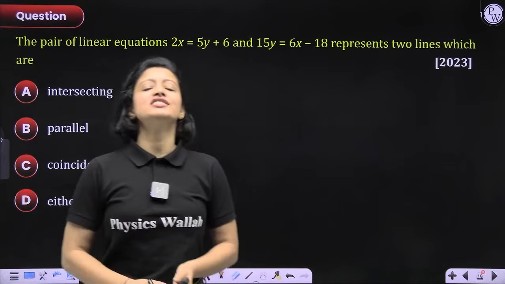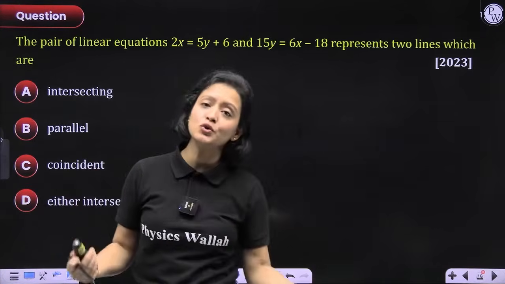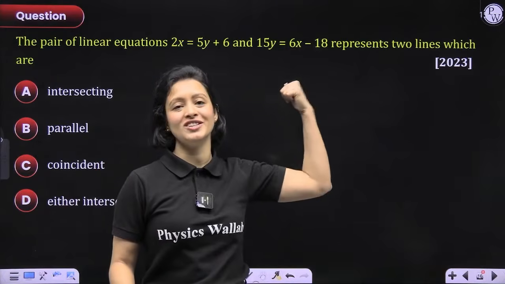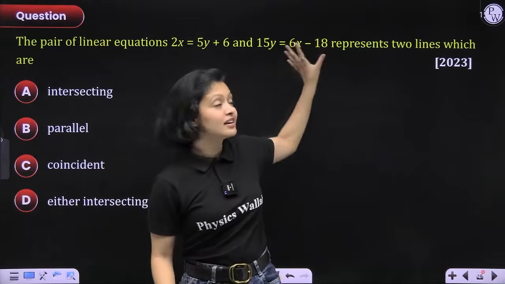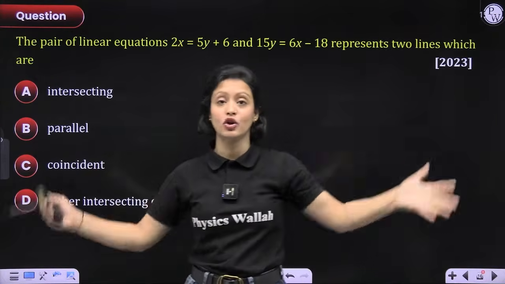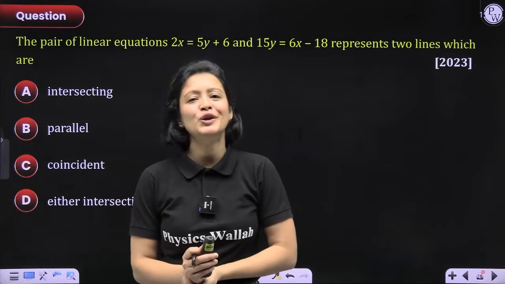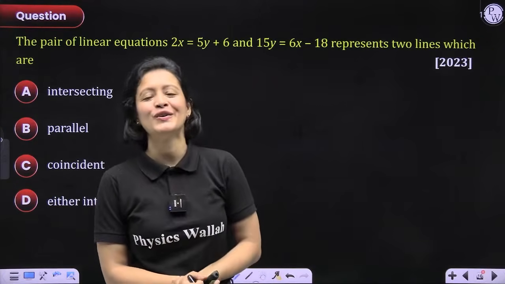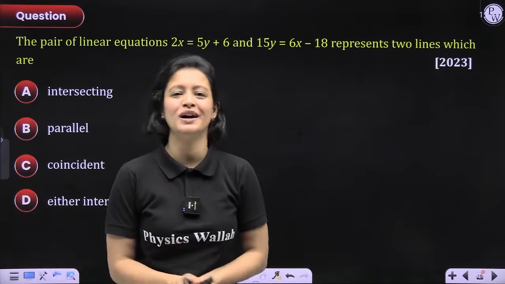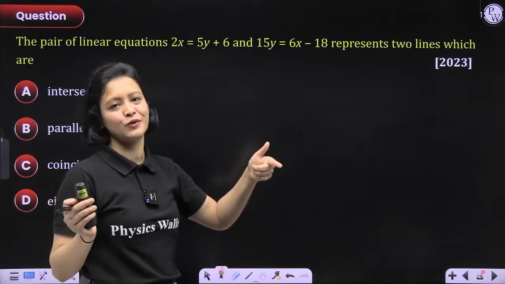So again, we just have to figure out how many solutions this pair of linear equations will have. Now, doing it graphically is a very long process, right? So we are going to use a shortcut. We are going to figure out the ratios of A1, A2, B1, B2 and so on. And that is the shortcut we are going to use.